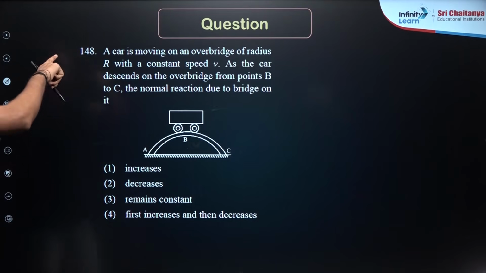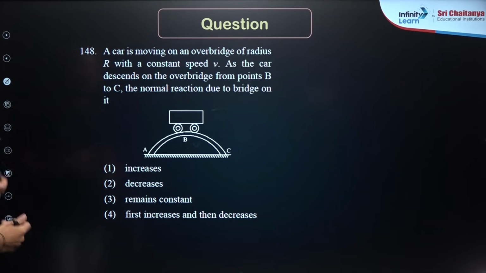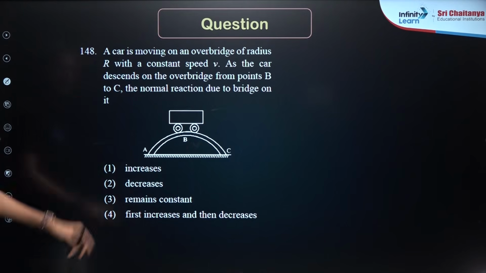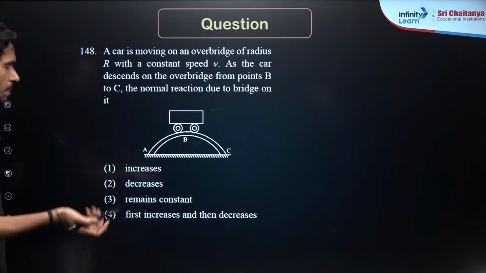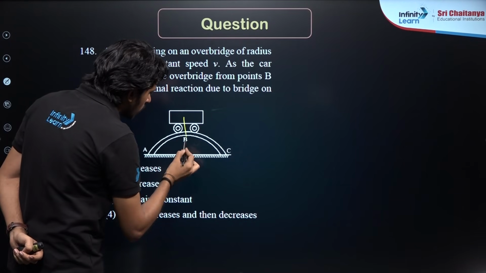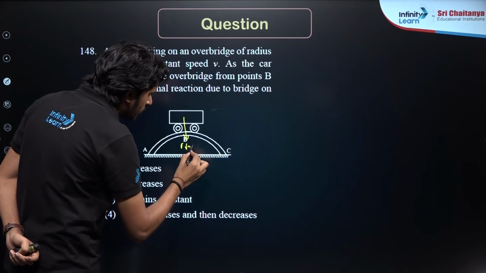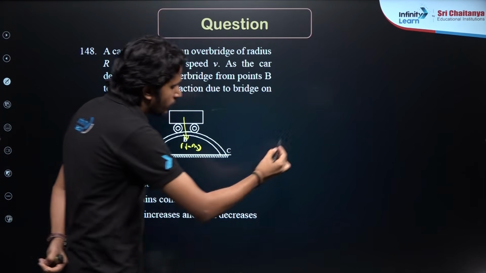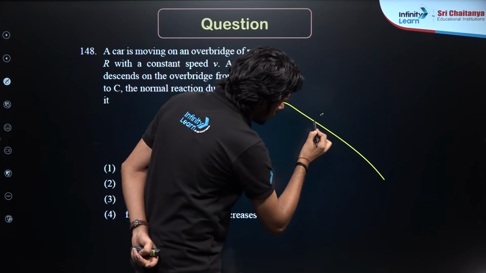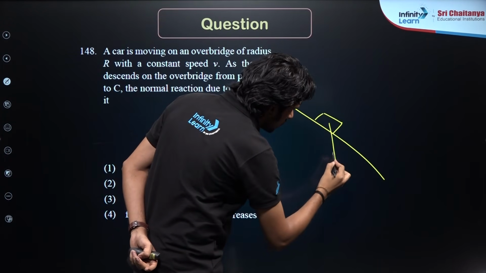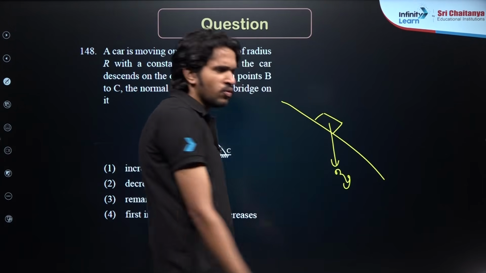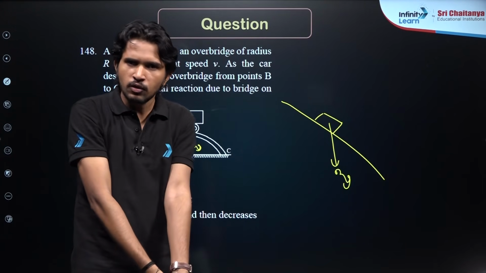In this problem we have a car moving on an overbridge of radius r with a constant speed v. As the car descends on the overbridge from points B to C, the normal reaction due to the bridge. Now see, over here normal equals mg, but when it is over here, mg is downwards. That is what? Gravitational pull. That will be working downwards.